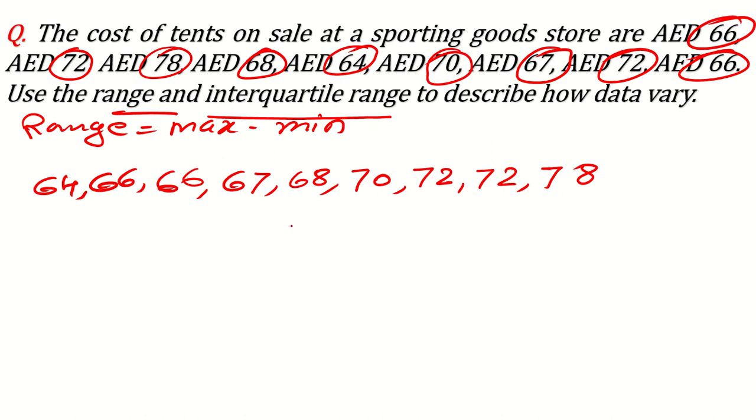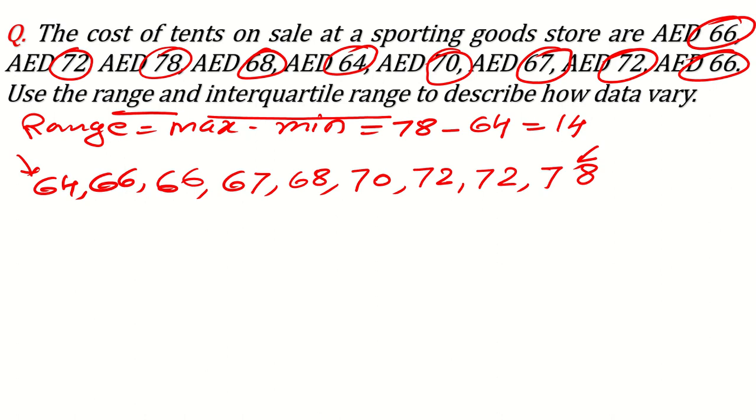Now you see, this is minimum and this is maximum. So what is the range? Range is 78 minus 64, so 78 minus 64 means it will be 14. So 14 is the range, meaning there are 14 different numbers it can be in the category from 64 to 78. Now how will you find the interquartile range?